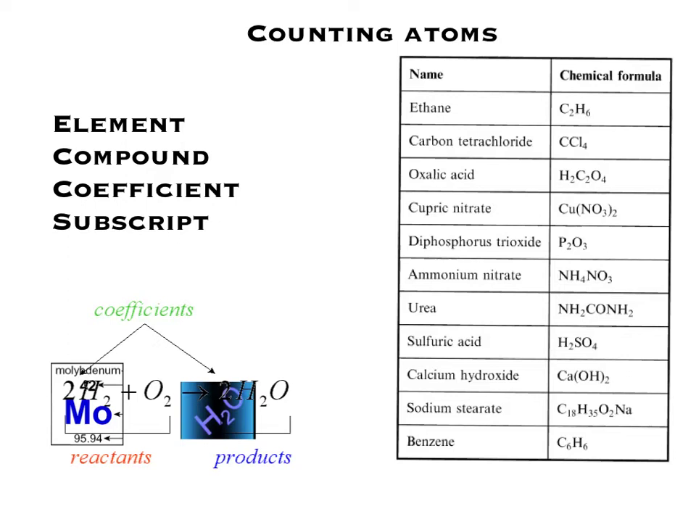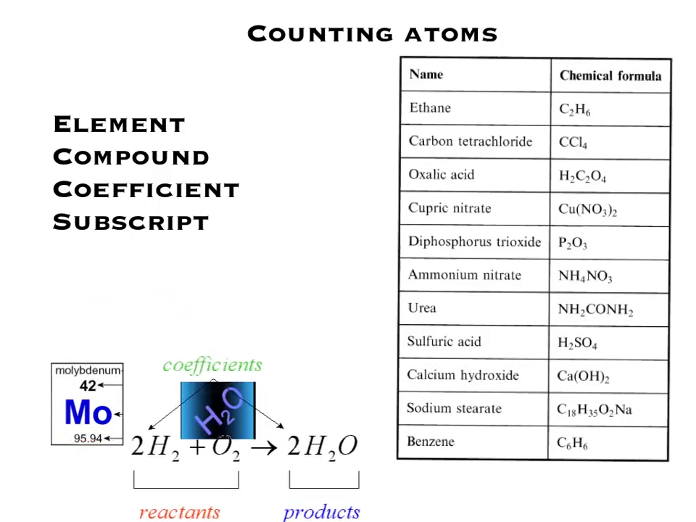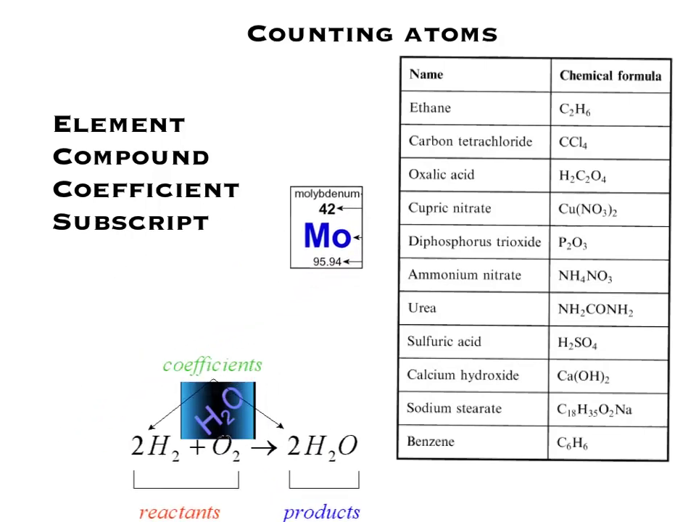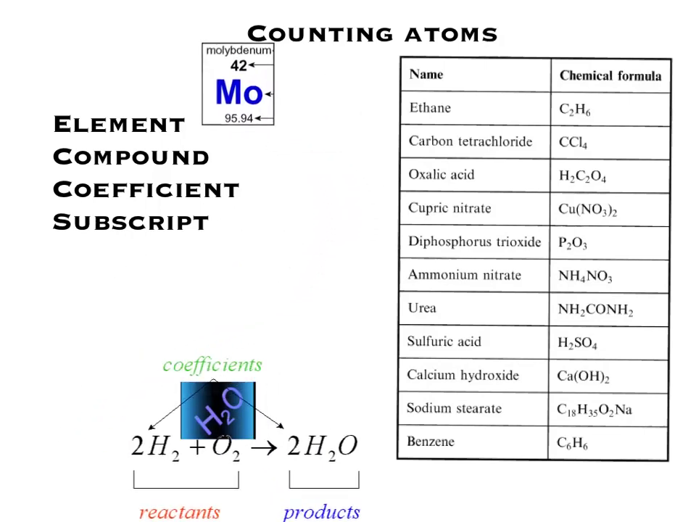Counting atoms. When we count atoms, we need to know a little vocabulary first. The first word I want to talk about is an element. An element is found on the periodic table, and the definition for an element is it is a pure substance. So an example I have here is molybdenum. Molybdenum is an element found on the periodic table. It is a pure substance.